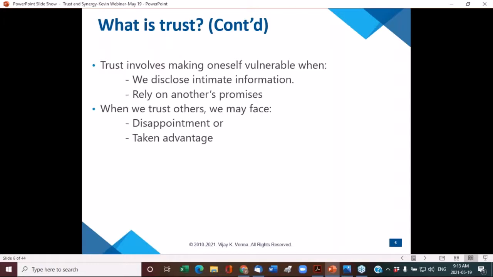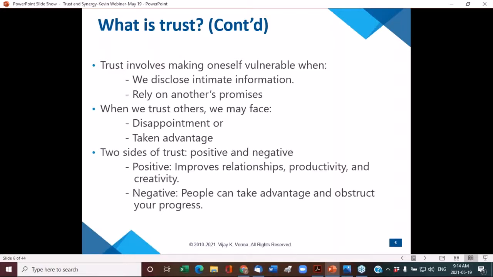So when we trust others, there is an implied risk, remember I said that before, that you may sometimes face disappointment or feelings that you have been taken advantage of.